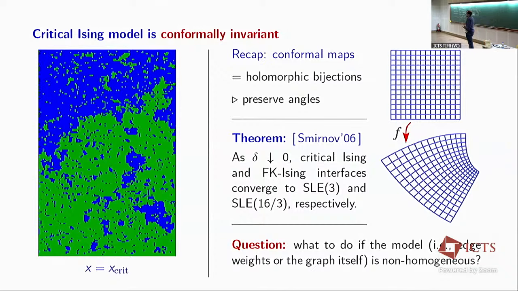Because the model, as many other two-dimensional lattice models, okay, for other models that's a prediction, and for this model this is a theorem, demonstrates conformally invariant behavior. So what does this mean? First of all, just a small recap, what are conformal maps? Conformal maps between regions in the plane are just holomorphic bijections. So this is a map which is a function of a complex variable, which is analytic. And then the defining property of such maps is that they preserve angles.